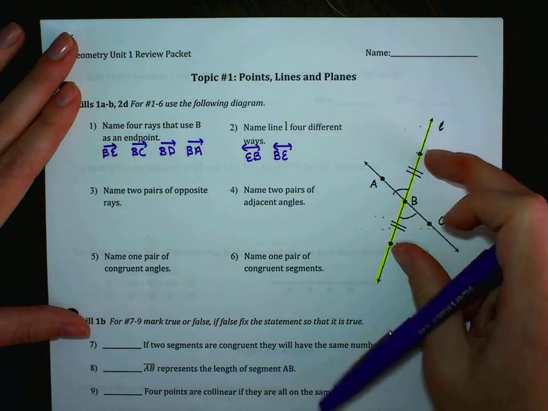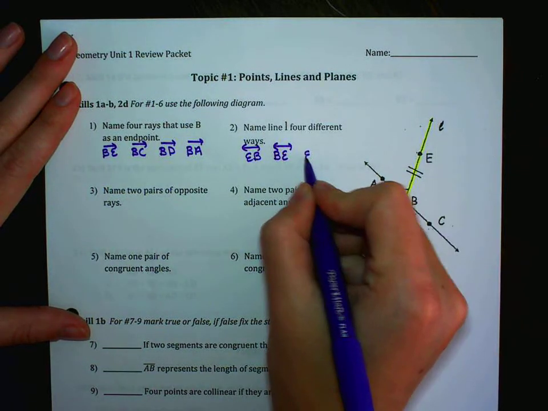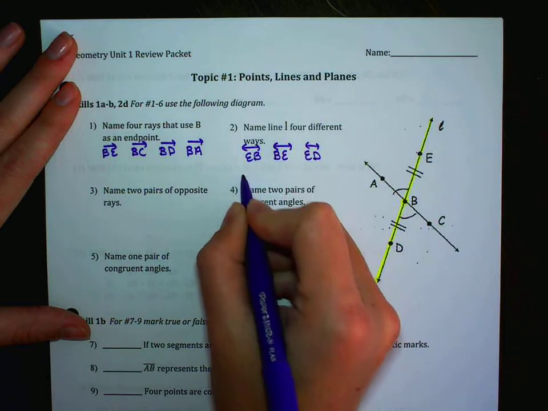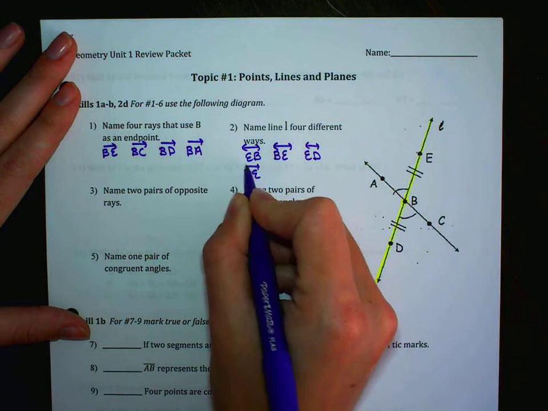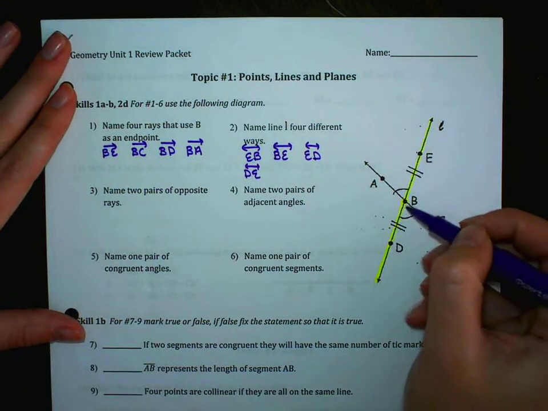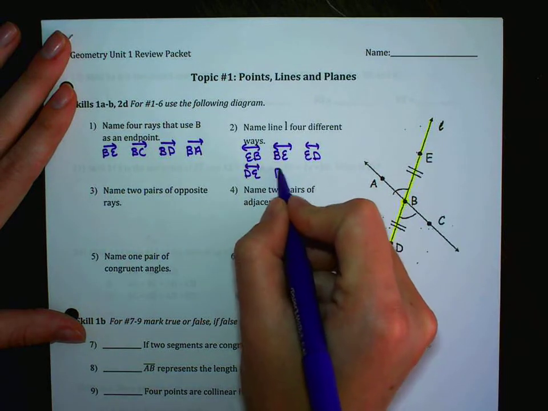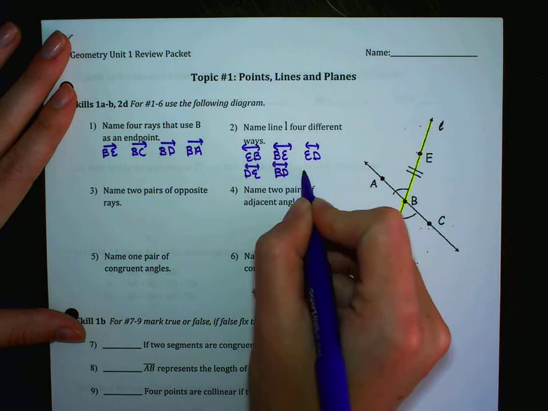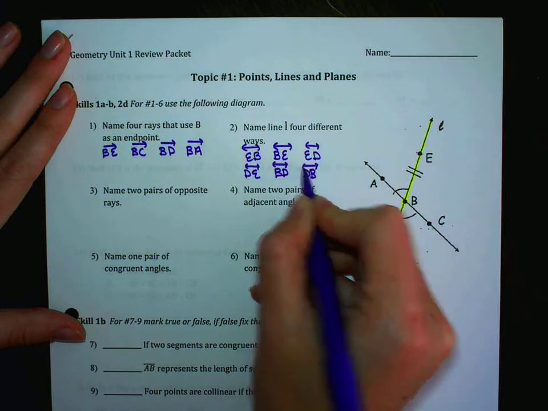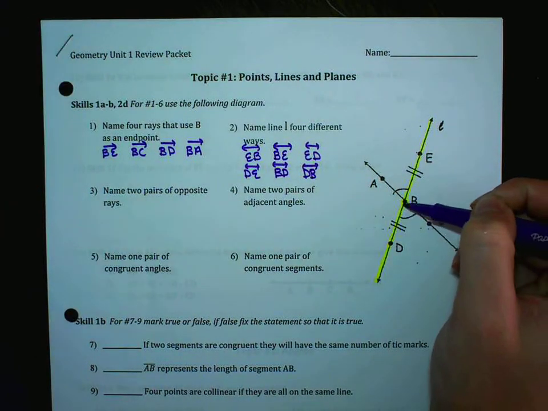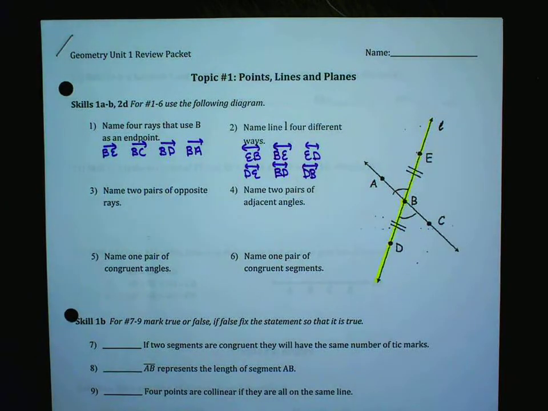Let's use E and D now. Those are also 2 points on the line. So I could do ED, line ED, or line DE. It only asks for 4, but I'm going to do 2 more because you could also do BD and line DB. And remember, the line just says I need the line that goes through these 2 points but goes on forever in both directions.